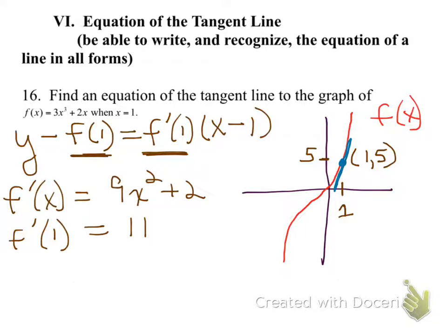So my equation, I'll change my color so you can see it. My equation is going to be y minus, what's f of 1? f of 1 is going to be your 5. So y minus 5 equals f prime of 1, that's going to be your 11, times x minus 1, and that's all there is to it.